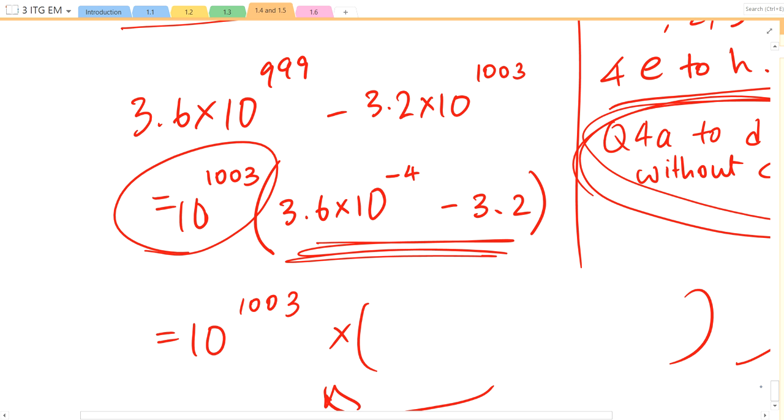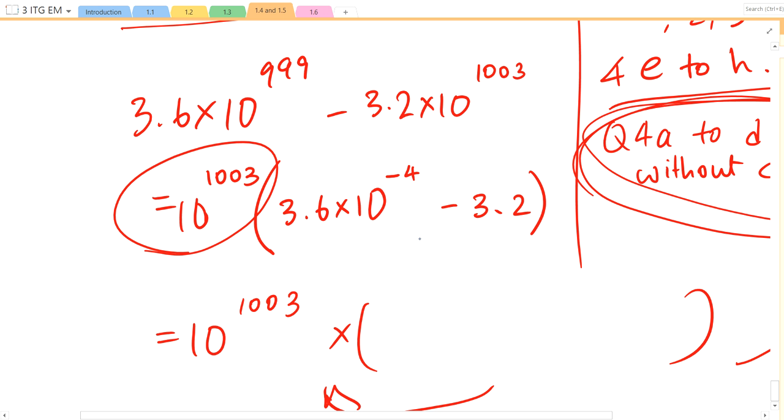So the approach I taught you was to look at both of these numbers, both of them in standard form, and take out the larger power. In this case, it's 10 to the power of 1003. You factorize that out. Okay? The first number, we are left with 3.6 times 10 to the power of negative 4.